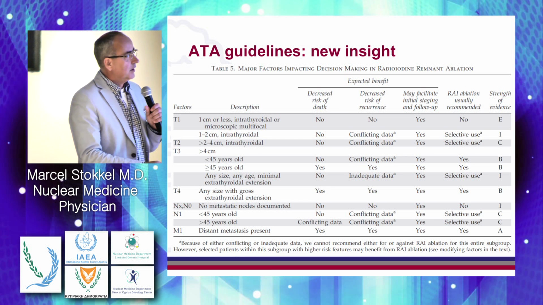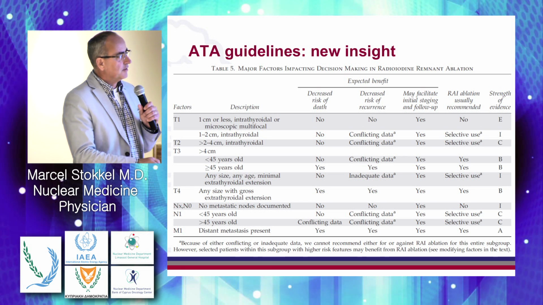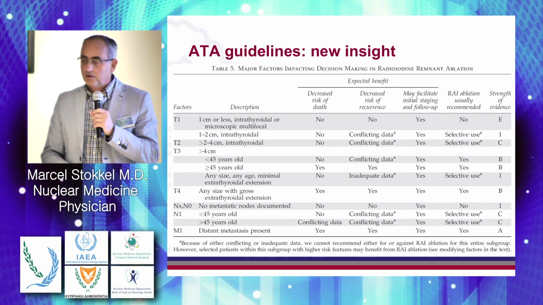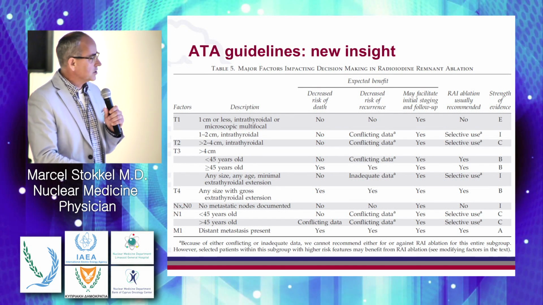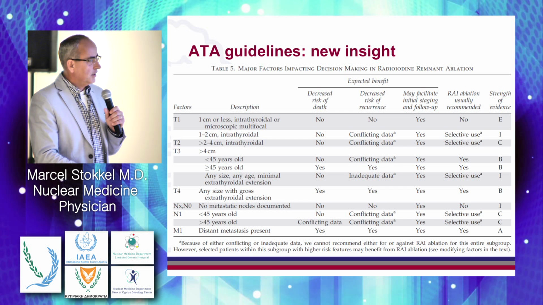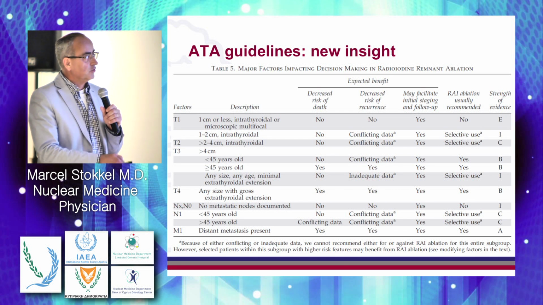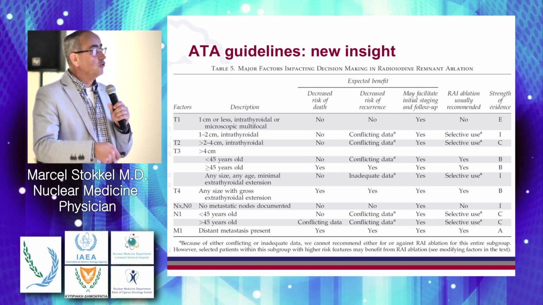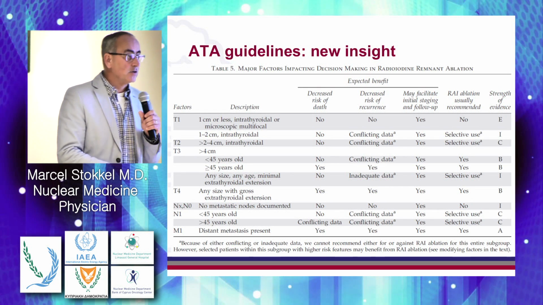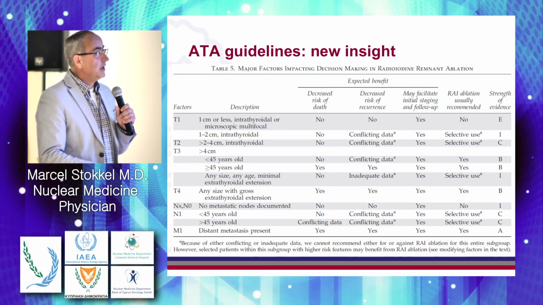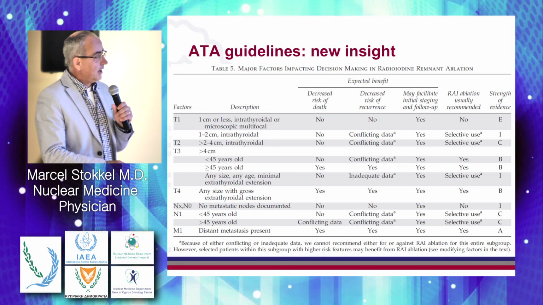Is there a decreased risk of death? Not for all subgroups. Only patients with a T3 tumor older than 45 years of age, and also the T4 tumors, and distant metastasis when they are present at the initial stage, yes. So there seems to be a benefit to improve the overall survival outcome when applying radioiodine treatment in such subgroups.